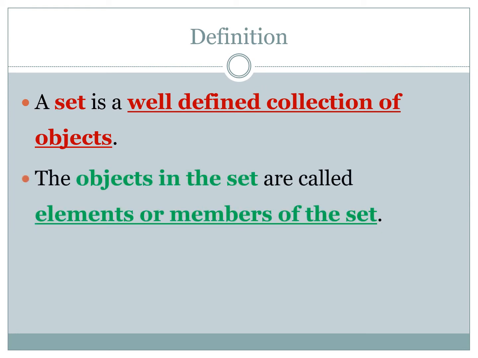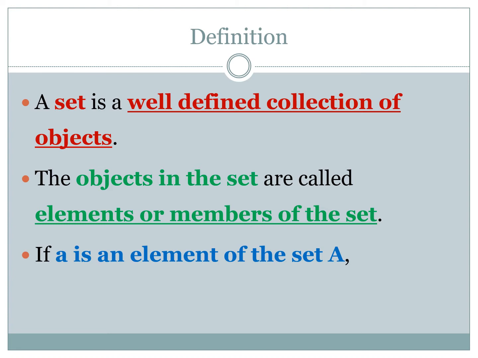The objects in the set are called the elements or members of the set. Usually, a set is denoted by the capital letters of the English alphabet. If a is an element of the set capital A, then we write a ∈ A. We read it as a is an element of the set A.